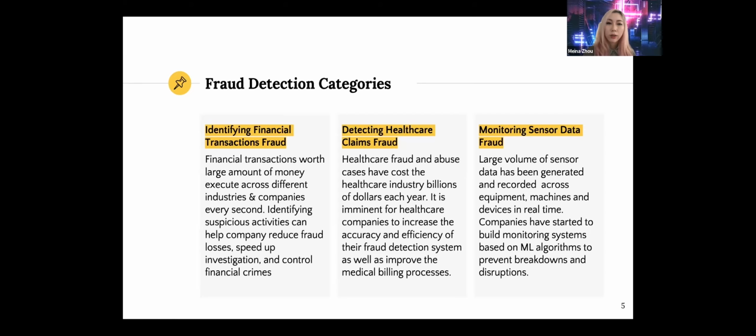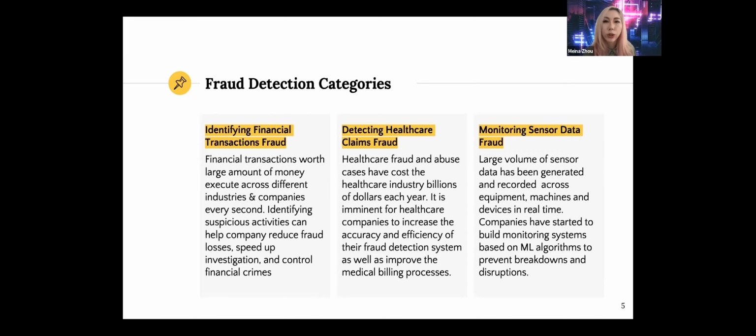I think a lot of speakers have talked about IoT data, Internet of Things. And we all know that every day different devices or different machines have been collecting sensor data, right? We have mobile phones, we have tablets, we have laptops, we even have other devices that have all those different kinds of sensors. So we know a large volume of sensor data has been generated and recorded across that equipment in real time. And with that large amount of data, a lot of companies have actually started to build monitoring systems based on machine learning algorithms to prevent breakdown and disruptions.